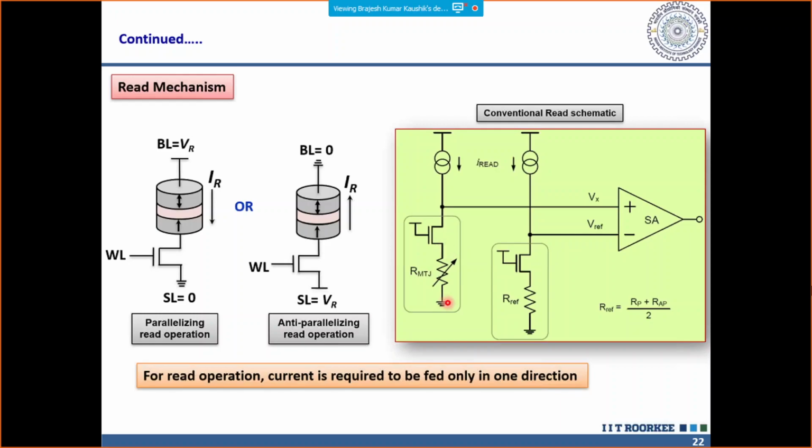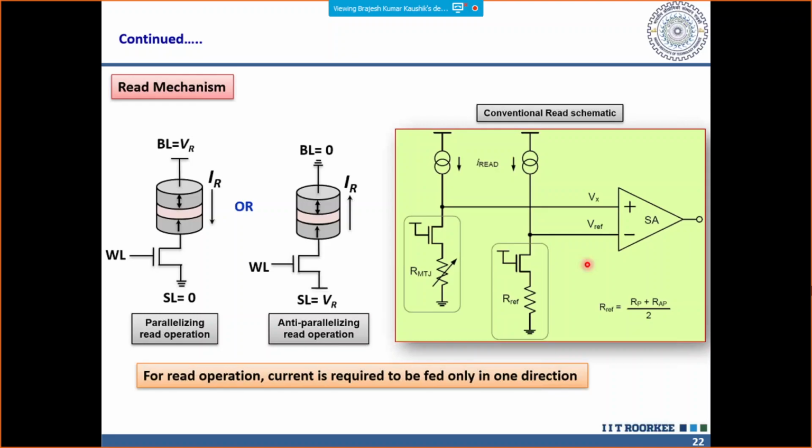And if this is RAP, which is a different state, what you'll see is your R reference resistance is always in between, but then R MTJ resistance would be lower than your R reference. And what you'll see is these two states should not hold. So your voltage Vx and V reference would be quite different, and that is how you can identify whether 1 or 0 has been stored onto the system.